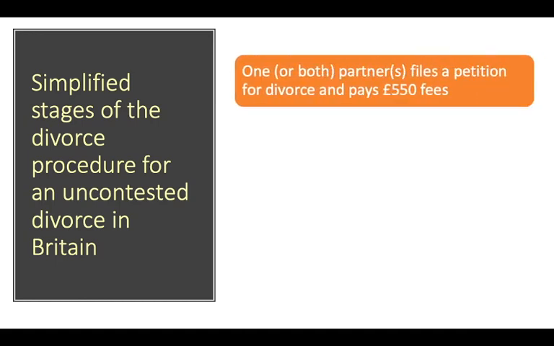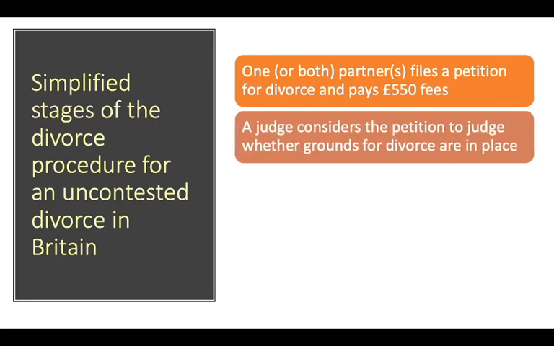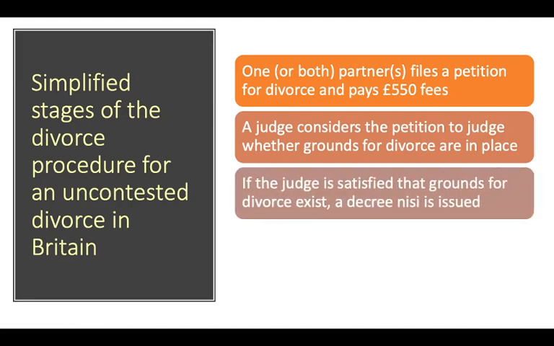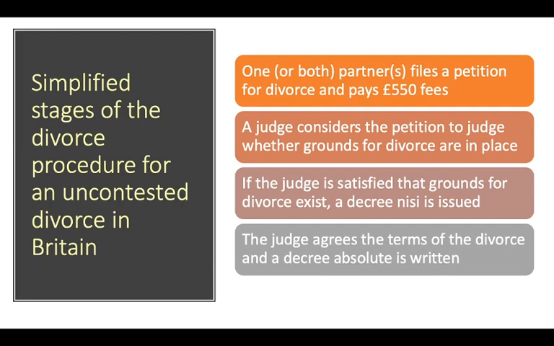So here are the simplified stages for Britain. One or both partners file a petition for divorce and pay the $550 in fees. A judge considers the petition to decide whether grounds for divorce are in place. If the judge is satisfied, a decree nisi is issued. And remember, that is a temporary divorce. And then they agree the terms of the divorce, so the couple will argue about what's going to happen to the children, what's going to happen with this, blah, blah, blah.